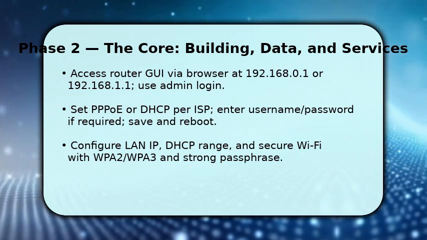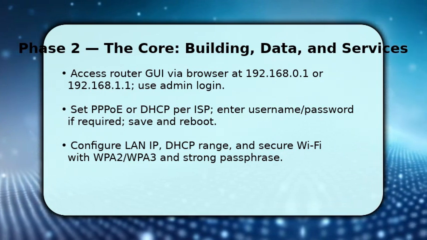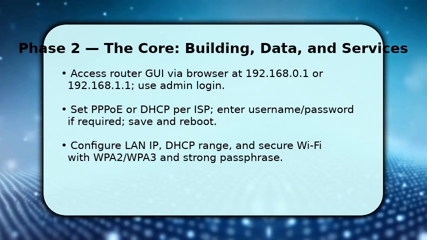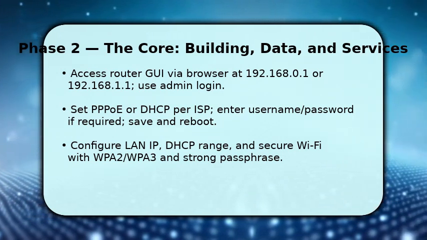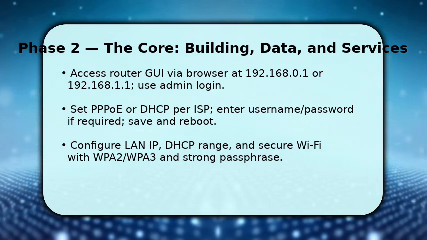Then set a LAN IP range, and you finish by verifying and troubleshooting the connection. Test by pinging 8.8.8.8 or loading multiple websites. Check router status pages and LEDs to confirm WAN IP and DNS assignment.